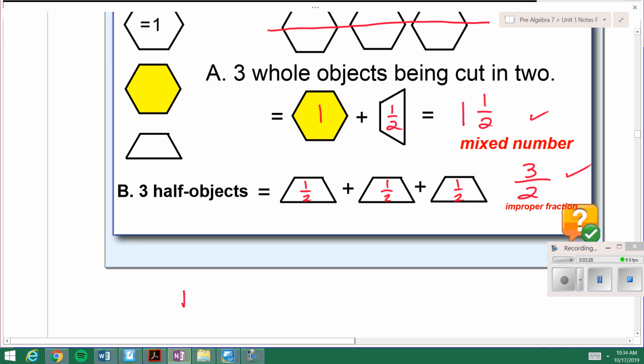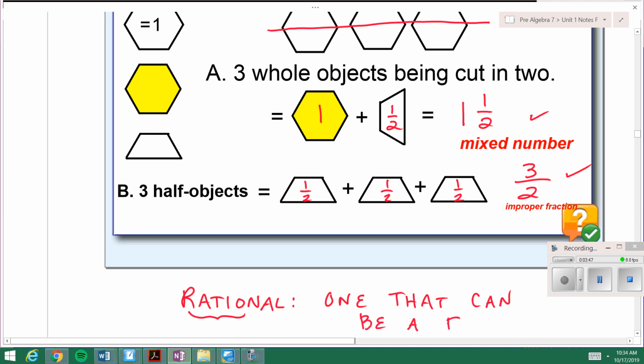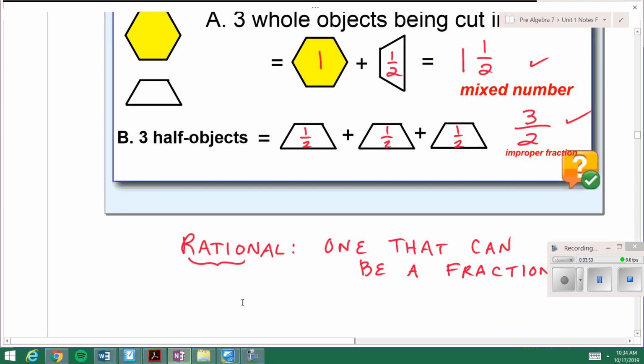And the root word in rational is ratio. And that means a rational number is one that can be a fraction. We'll talk more about that. One that can be a fraction would be a rational number. There are some numbers that can't be represented with fractions. They can't be represented as a ratio of two whole numbers, or two integers, I should probably say.